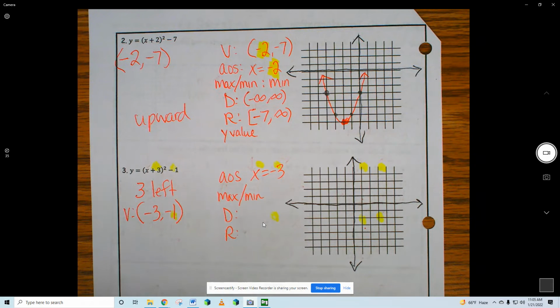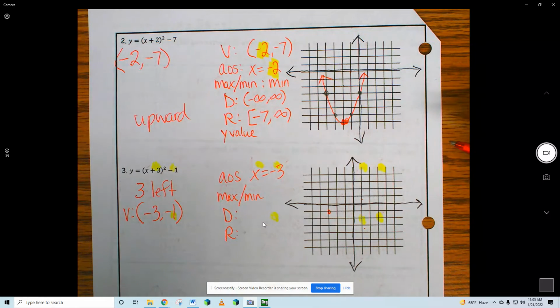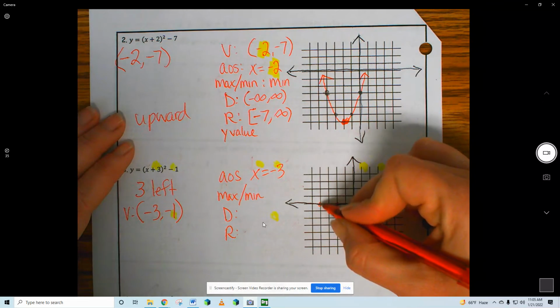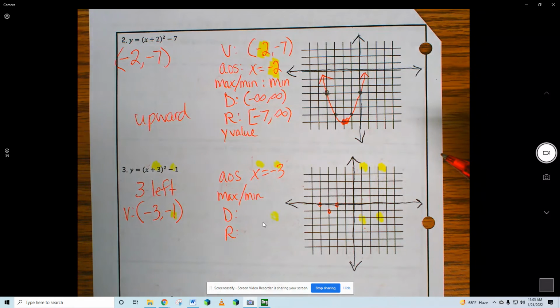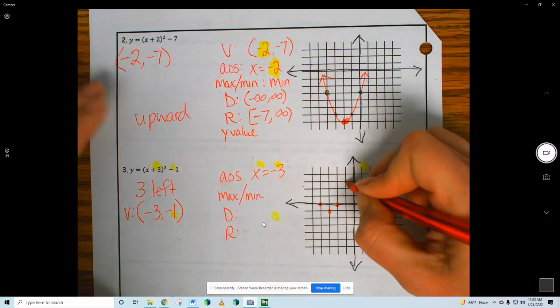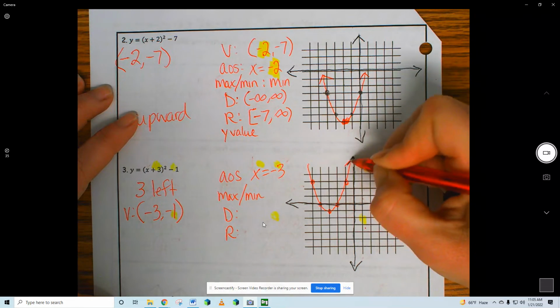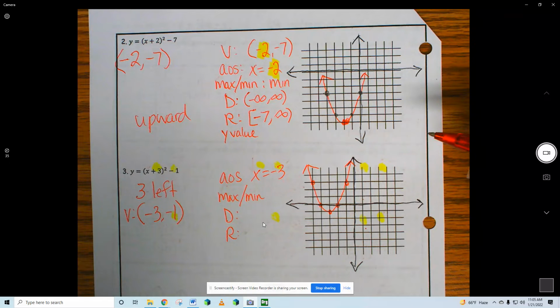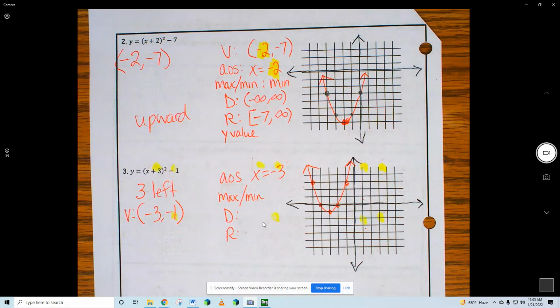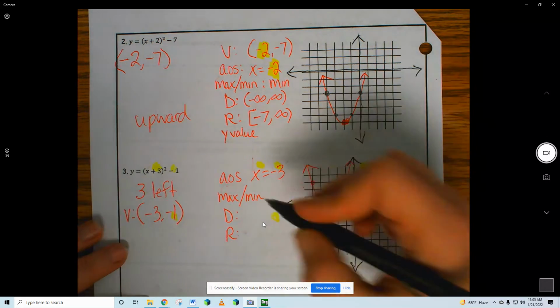So I plot my vertex first. 3 to the left, 1 down. And then I do my over 1, up 1. Over 2, up 4. Does this have a max or a min? And how do you know? Because it's facing upward.